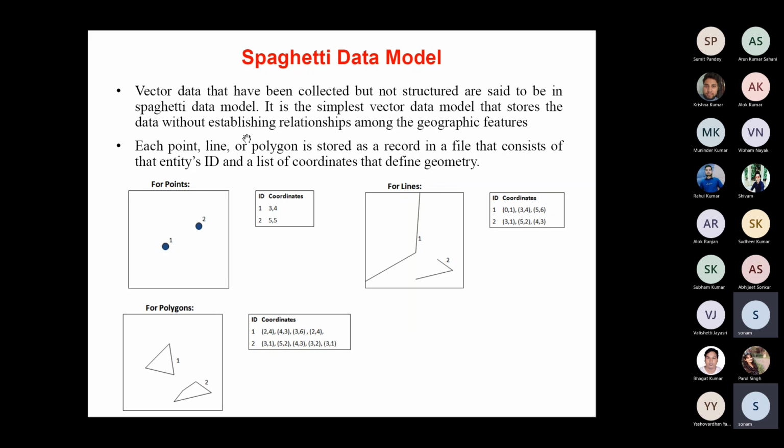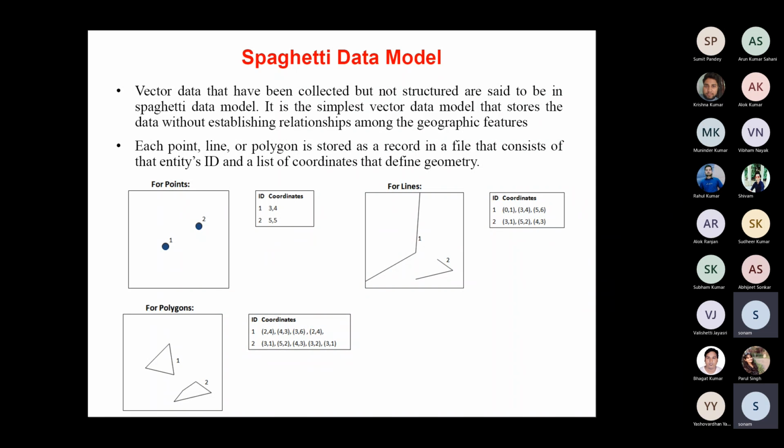So vector data that have been collected but not structured are said to be in a spaghetti data model. It is the simplest vector data model that stores the data without establishing relationship among the geographic features. Each point, line or polygon is stored as a record in a file that consists of that entity's ID and a list of coordinates that define geometry.